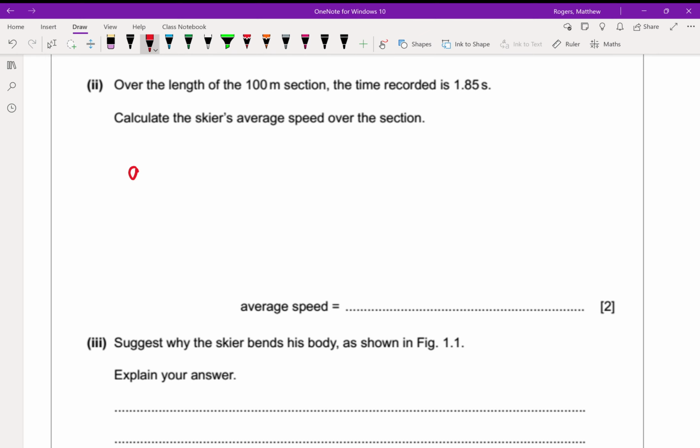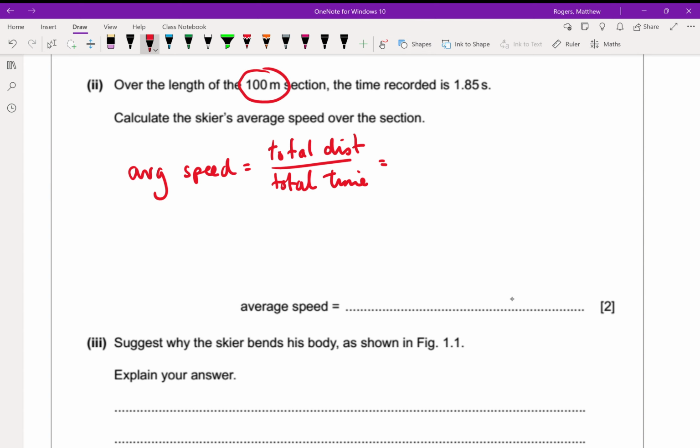So the average speed we calculate by taking the total distance over the total time. So rather than looking at individual parts, we're just going to look overall in this section. We don't mind if they speed up or slow down, so it's a 100-meter section and it took 1.85 seconds. So the total distance is 100. The total time is 1.85, which gives us an average speed of 54 meters per second.